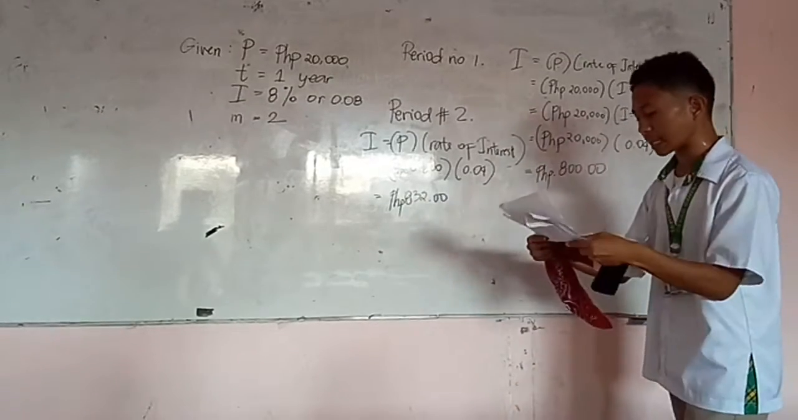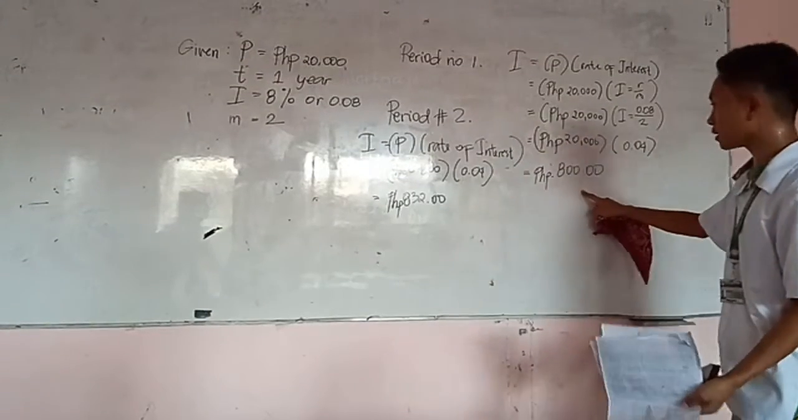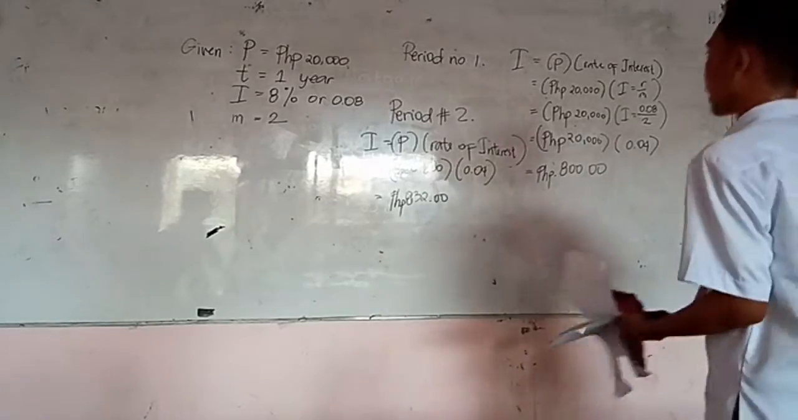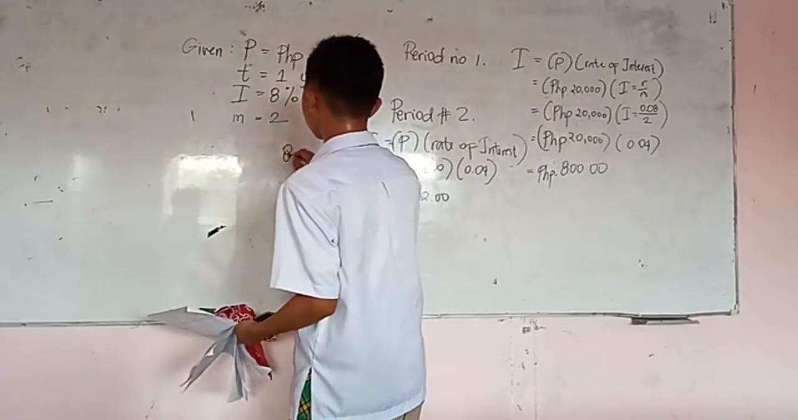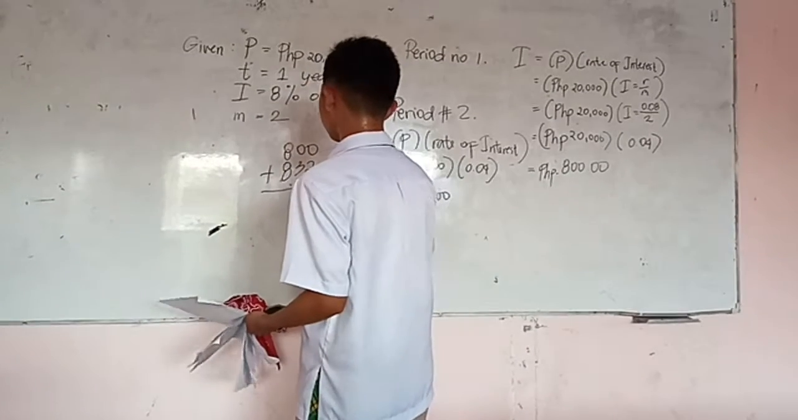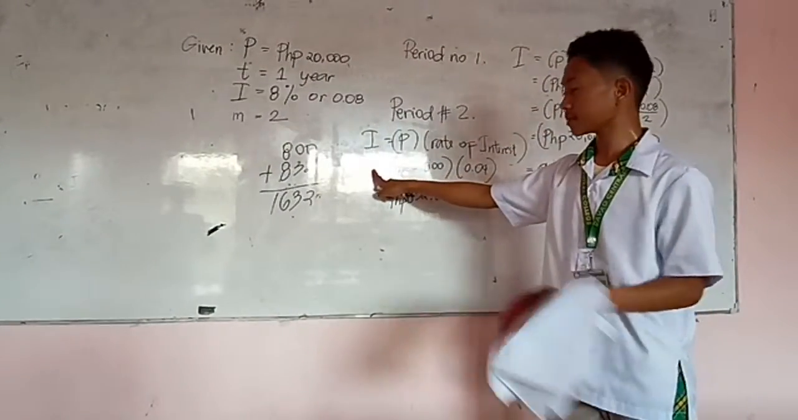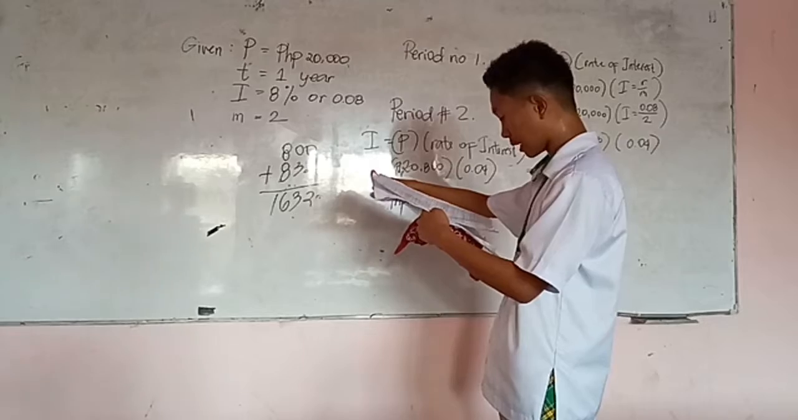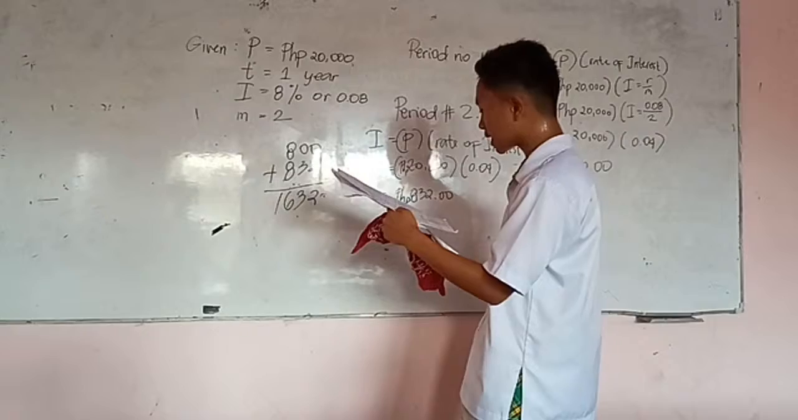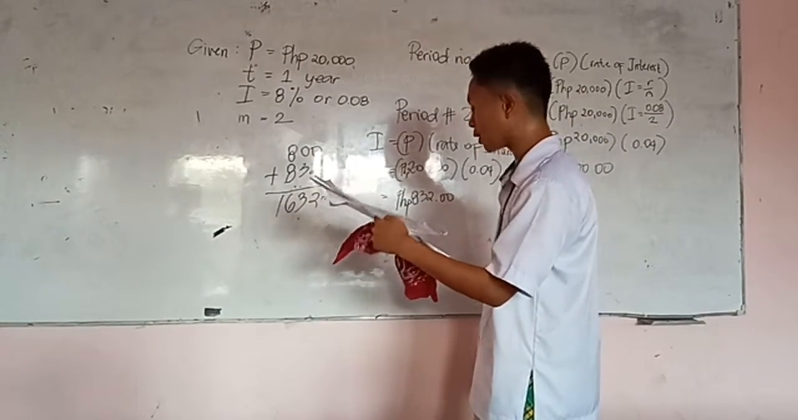So in getting the total interest in the 2 periods, we are going to add 800 plus 832. So the total interest for the 2 periods is 1,632 pesos with a principal of 20,000 for 1 year at 8% compounded semi-annually.